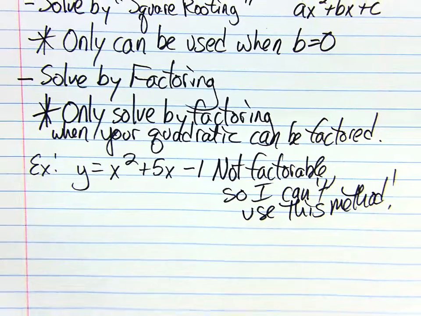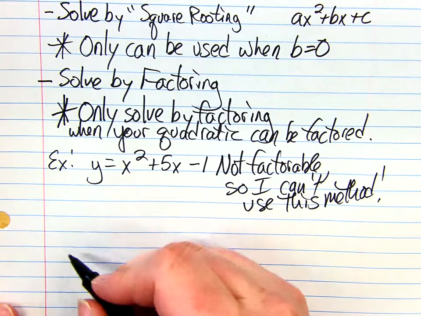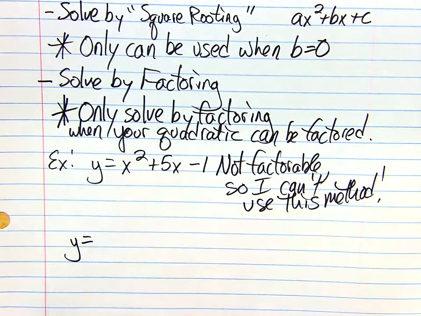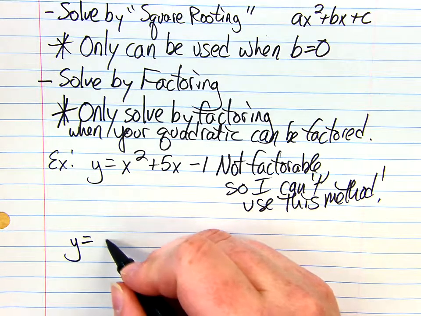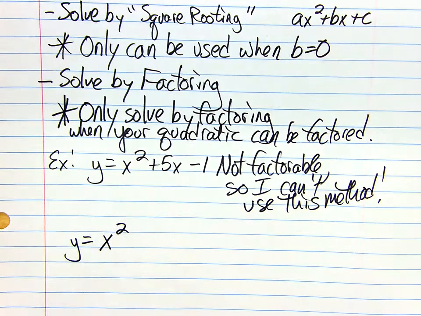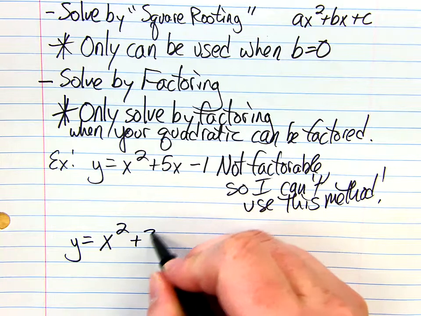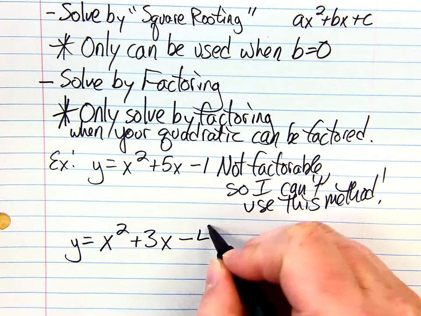All right, let's try one that I can. Let's start off with one that's not so bad. How about, you can use t's here, yeah. If I had x squared plus 3x minus 4.